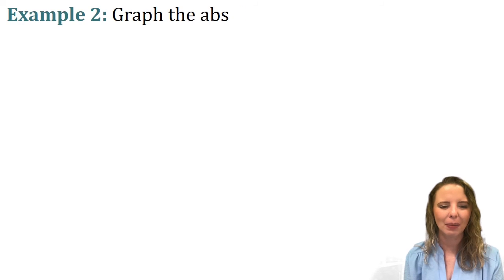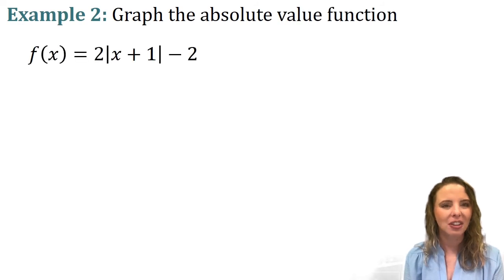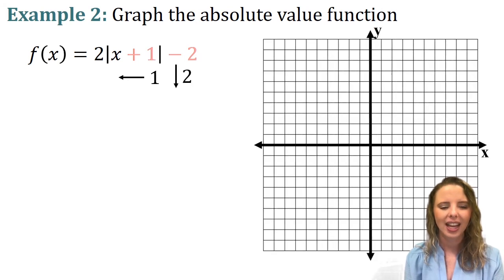Let's do another problem. We're going to graph the absolute value function 2 times the absolute value of x plus 1, minus 2. We have plus 1 on the inside of the absolute value bars, so we're moving left 1. Minus 2 on the outside of the absolute value bars, so we're moving down 2. So now, here's our parent function. We're going to move left 1, down 2.